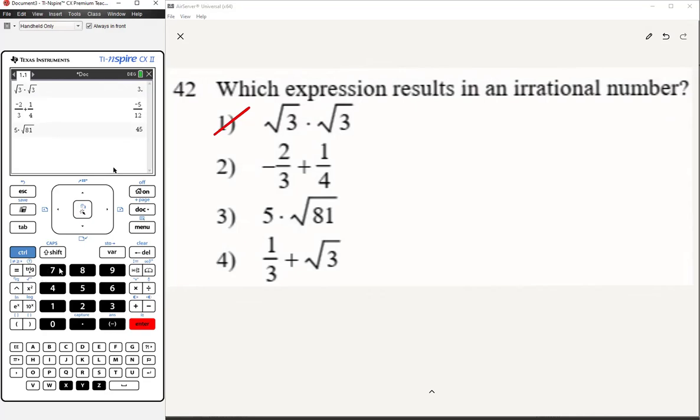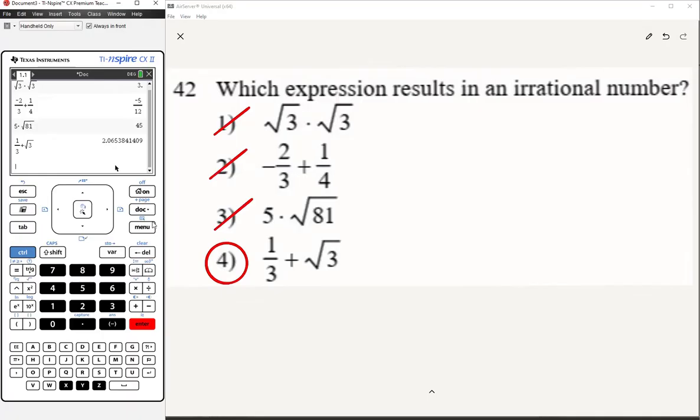And then we've got that last one. So we're going to do a fraction, 1/3 plus the square root of 3. We just type this in, and you're looking for the one that has a bunch of decimals that don't have a repeating pattern, and it's number 4. So that would be our answer. We eliminated these other ones, so that's it.